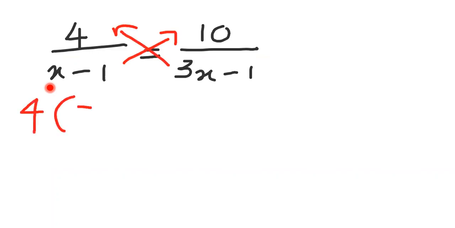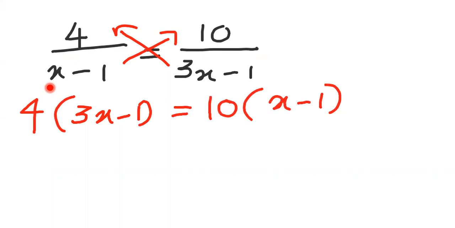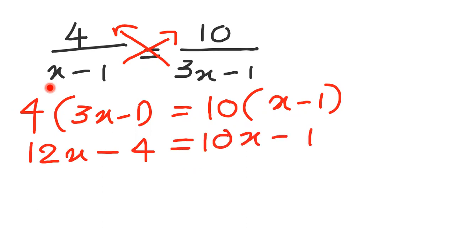4 multiplied by the denominator 3x minus 1, 10 multiplied by denominator x minus 1. So when I multiply, I can remove the bracket. 4 times 3, 12, x minus 4 times 1, 4. 10 into x is 10x minus 10 into 1, 10.